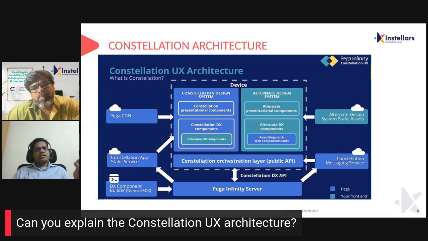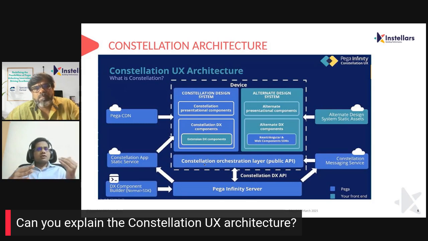On the left-hand side, you can see the Constellation static services, which we used to call a CDN. It helps to load the core UI assets like CSS, JavaScript, or images quickly, reducing delays. This CDN is mainly for loading the core UI assets. If any clients have restrictions on internet connectivity of the server, it can be hosted in their environment as well. That is the Pega static services.